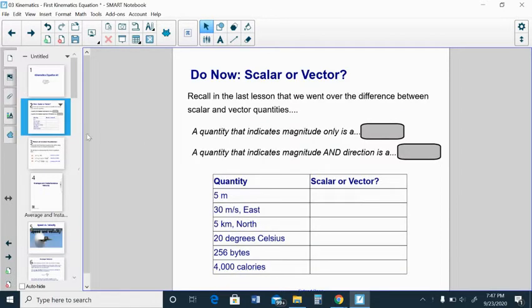Before we get to that, just a quick do now: scalar or vector. Last class we went over scalars versus vectors towards the very end, and I just want to make sure that you're clear on what a scalar is versus a vector. So take a moment and answer the questions that will pop up in the prompt, and then I will reveal the answers.